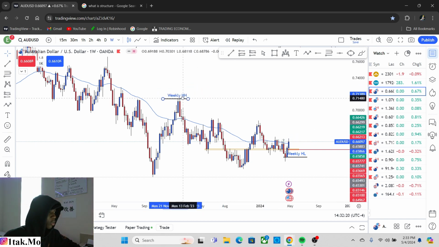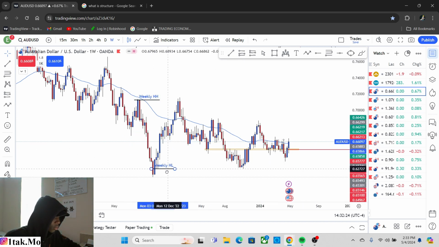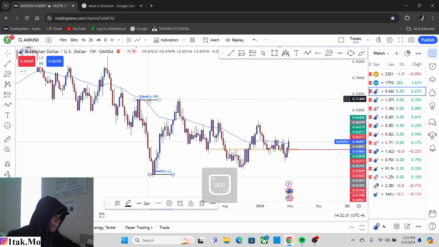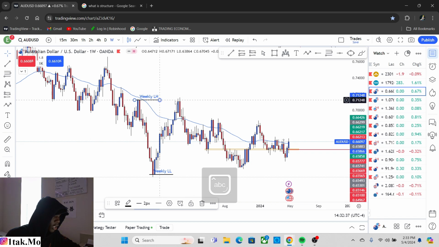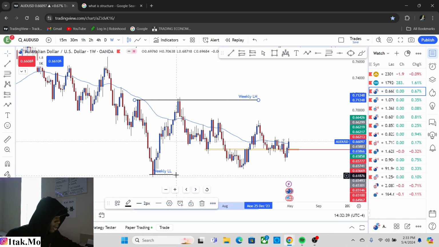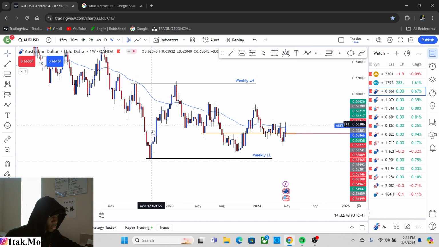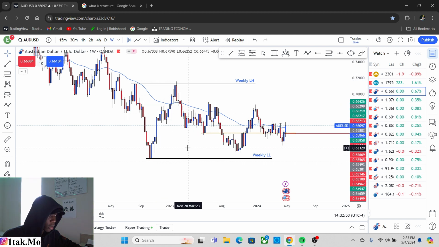So we're currently on a weekly time frame, right? So let's go here. Weekly lower low, up, lower high. Cool. So we're in this trend right here. We're currently bearish overall. We're just bearish. We haven't broken above here, and we haven't broken below here.